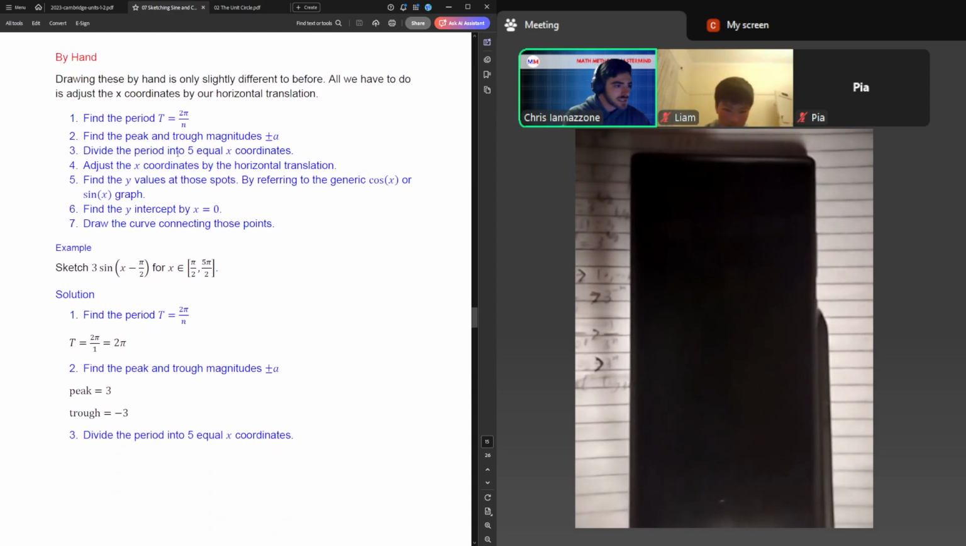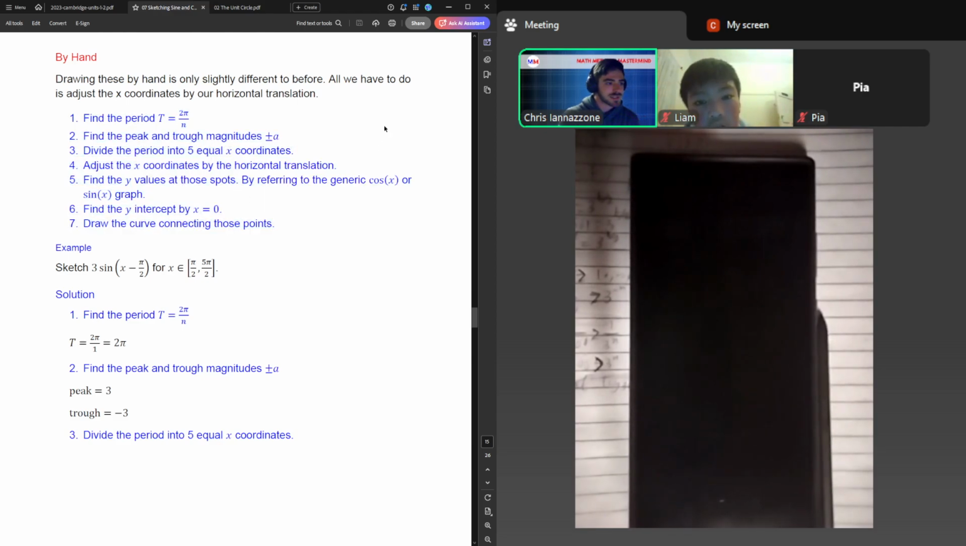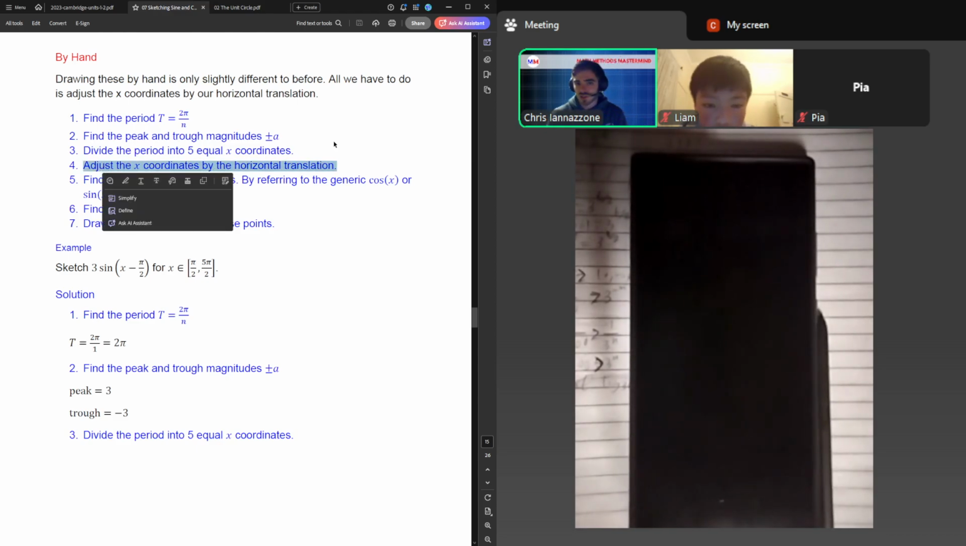Okay, next up, an example. So I'm just slightly changing what we're seeing here in our framework. You'll notice a lot of things are the same, right? Steps 1 through 3 are all going to be the same. Step 5, step 7, those are all quite similar. Only thing we have to do now is when we figure out those quarter period intervals, we're going to now shift those either forward or backwards depending on which way our horizontal translation is pointing.